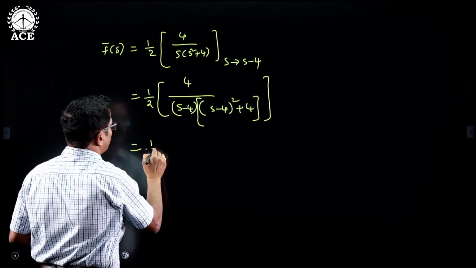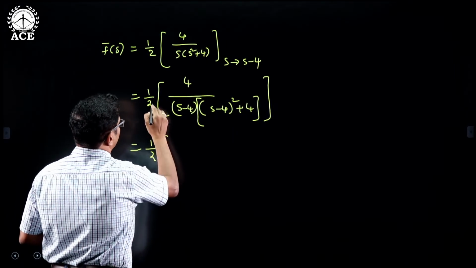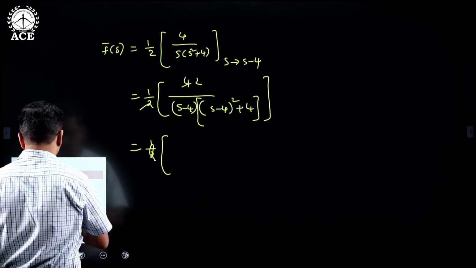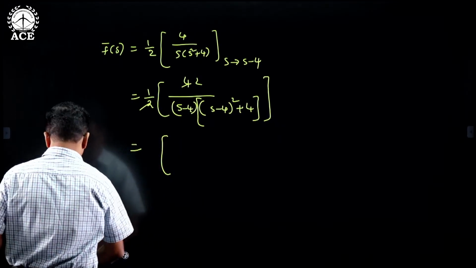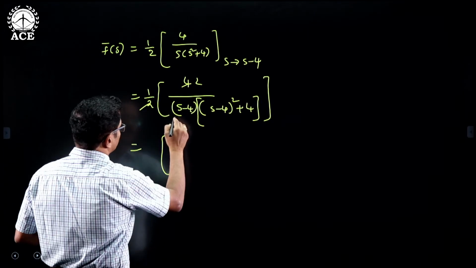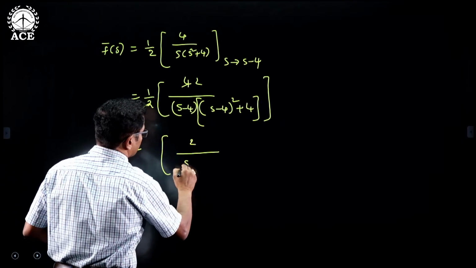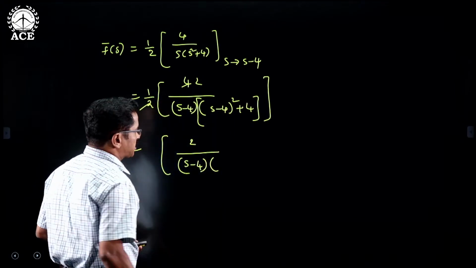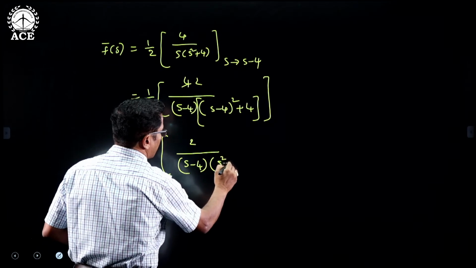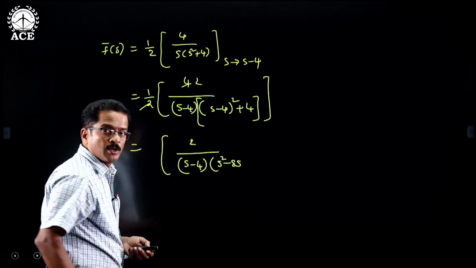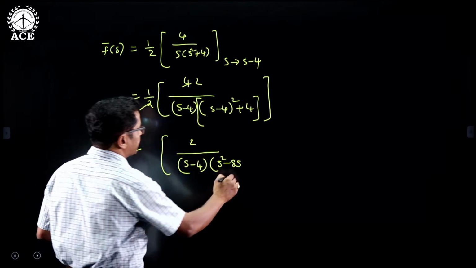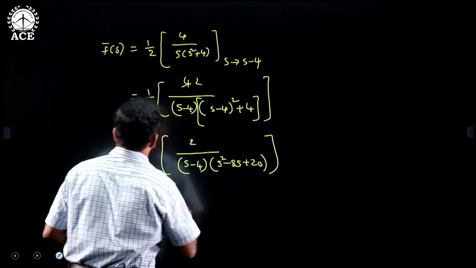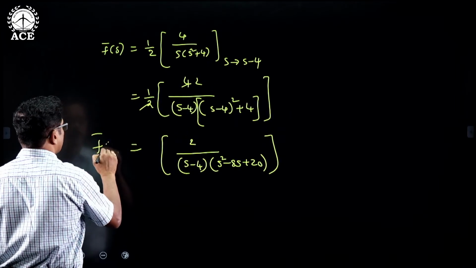So which is equals to 1 by 2 into, of course you can do cancellation. So here you will get 2 by s minus 4 into, so expansion of s minus 4 whole square is s square minus 8s plus 4 square, plus 4, that is 20. Okay, so this is f bar of s.